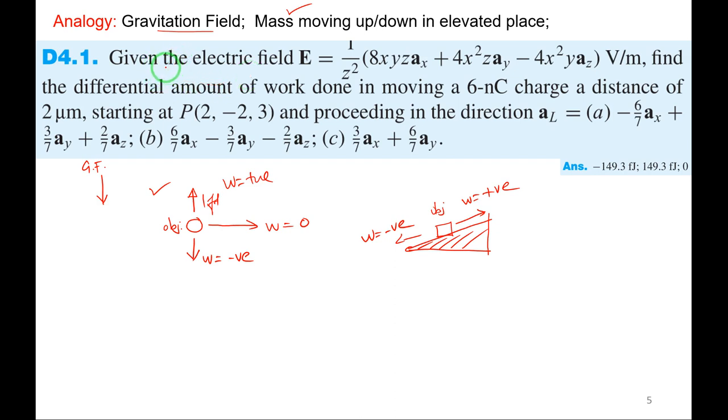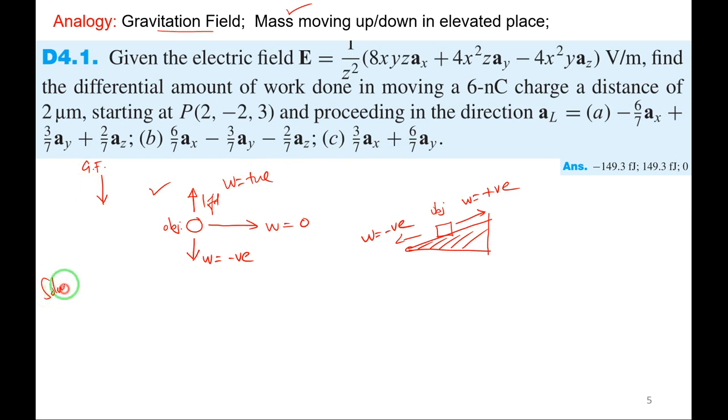Given the electric field E, E is given. I think this is 1 only, or else the entire problem will be wrong. Given the electric field E is equal to 1 by Z square into 8xyz AX plus 4x square Z AY minus 4x square Y AZ volt per meter. Find the differential amount of work done in moving a 6 nanocoulomb charge a distance of 2 micrometer starting at point P and proceeding in the direction of AL. Three parts they have given, AL for part A, part B, and part C. We'll see all three cases.